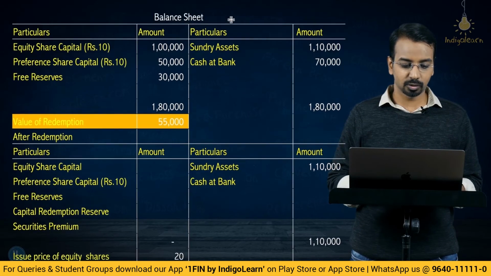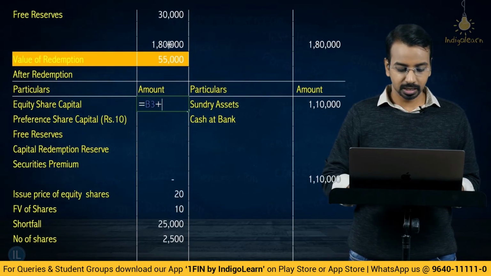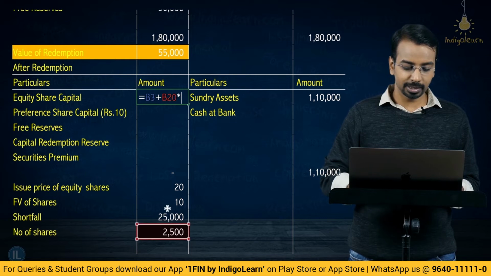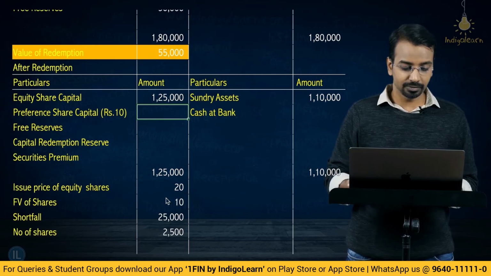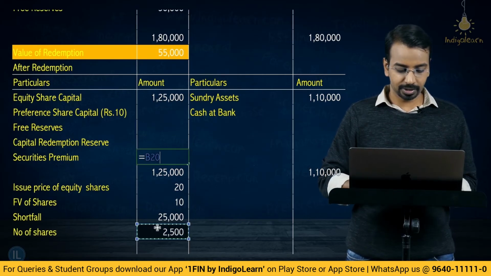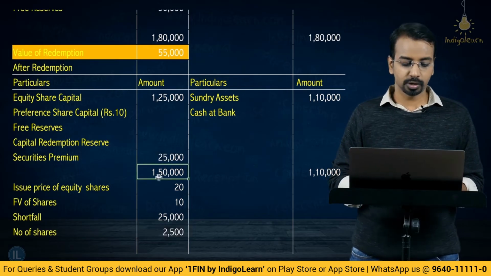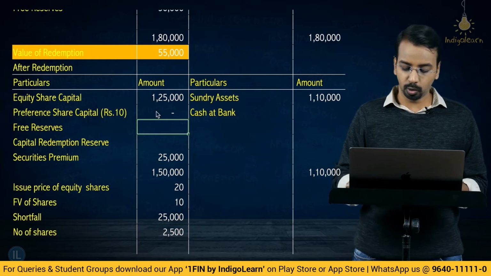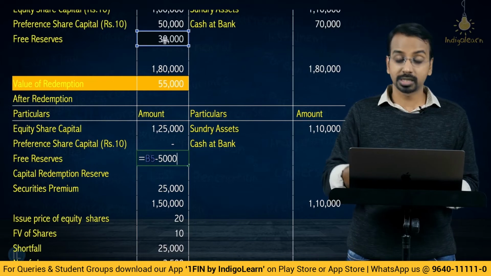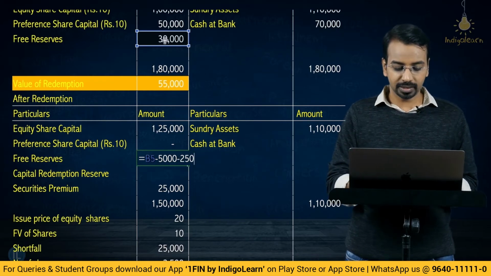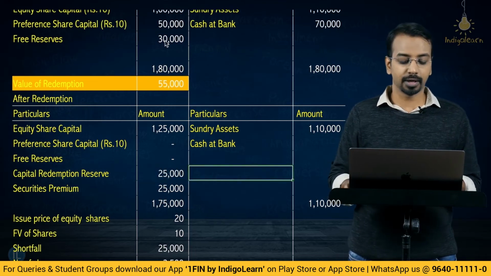Now let us see how the balance sheet looks after redemption. Equity we have 1 lakh already, plus we have issued 2,500 shares multiplied by 10. That gives us 1,25,000. Then we got premium also, right? So 2,500 shares into 10, since 20 minus 10 is 10. So 25,000 is the premium. Preference share capital is 0. Free reserves 30,000. Out of this 5,000 is towards premium on redemption and 25,000 is towards CRR, and we will create capital redemption reserve of 25,000.